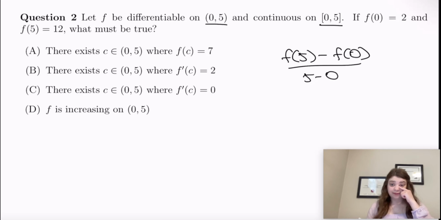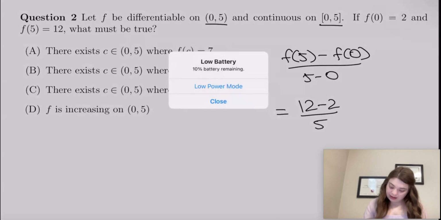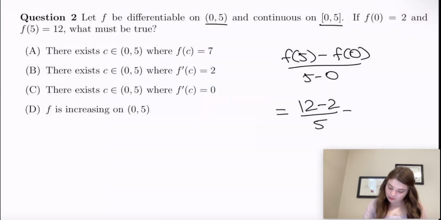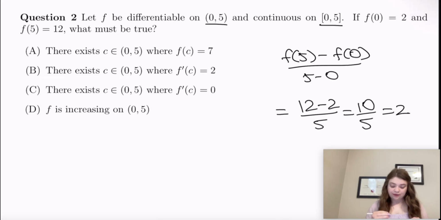So what is f of 5 minus f of 0 over 5 minus 0? Well, let's see. We know f of 0 is 2 and f of 5 is 12. And we know that 5 minus 0 is 5, so that'd be 10 over 5, which is 2. So therefore, at some point, there must exist a point where the instantaneous rate of change is exactly 2. And so that matches what B is saying here, that at some point, we must cross that 2 marker. We must have 2 as the instantaneous slope at some point.